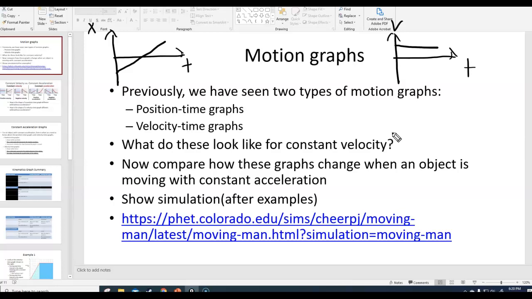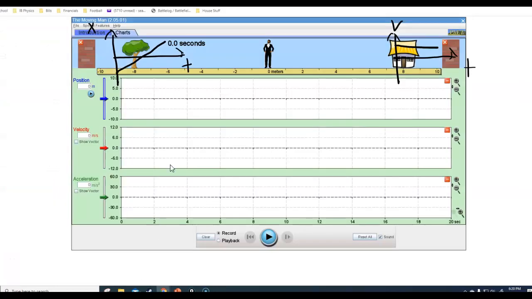That's not possible. So let's take a look at a simulation to get a sense for how these motion graphs change once you go from constant velocity to constant acceleration. I'll put the link up so you can play with it yourself. If you open up the simulation and click on charts, you can adjust the position, velocity, and the acceleration of the moving man on the left side. And I'm going to just remove these brick walls so the moving man doesn't stop.